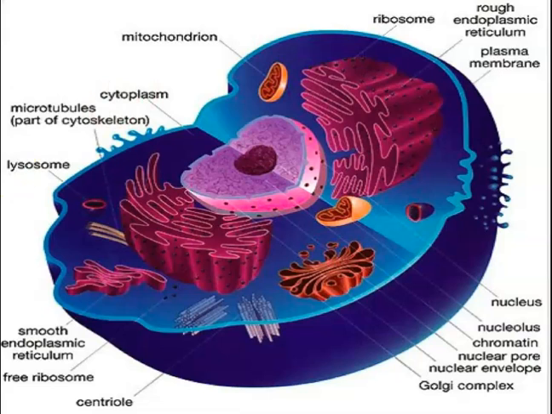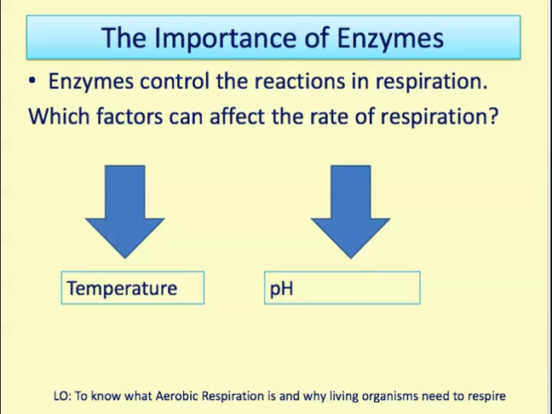Okay, moving on then. So a little bit of a link to another topic here, the importance of enzymes. Now, enzymes are biological catalysts. They speed up chemical reactions. They make sure chemical reactions happen at a good enough rate, and they enable our bodies to function properly. Now, enzymes, therefore, are involved in respiration. They enable respiration to happen at the correct rate so that we have got enough energy to function properly.